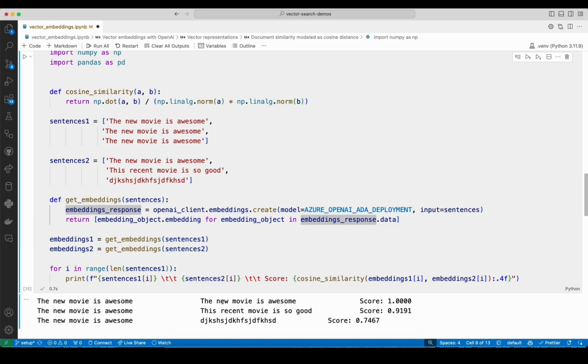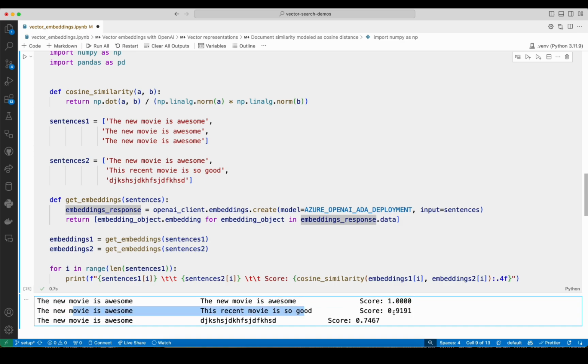So when we compare things that are the same, we get a cosine similarity of 1. And that is what we'd expect. They're very, very similar. When we compare two similar sentences, we get a score of 0.91. So that's interesting, and that helps us see what the score is like for two things that are very similar. And then when we compare this sentence to something that's complete nonsense, we have a score of 0.74.